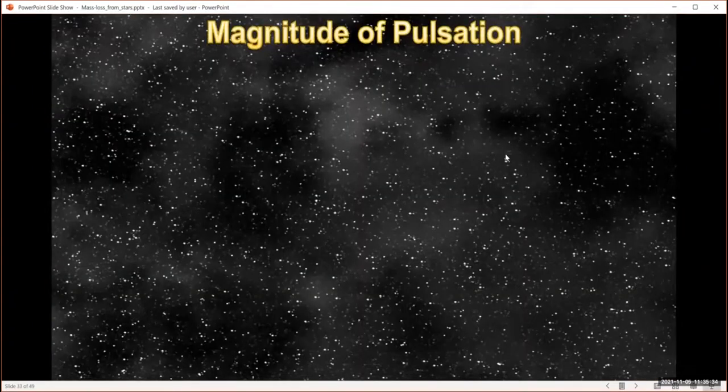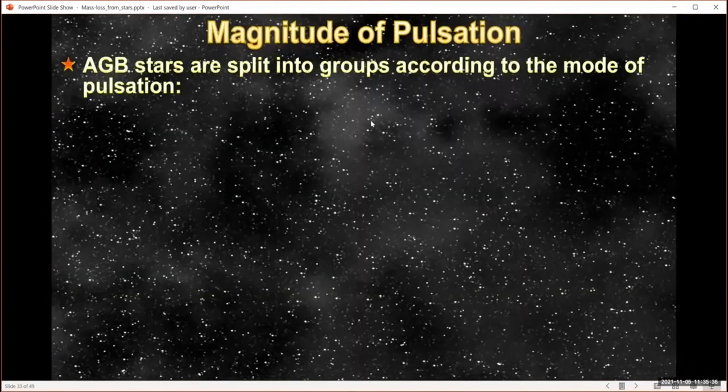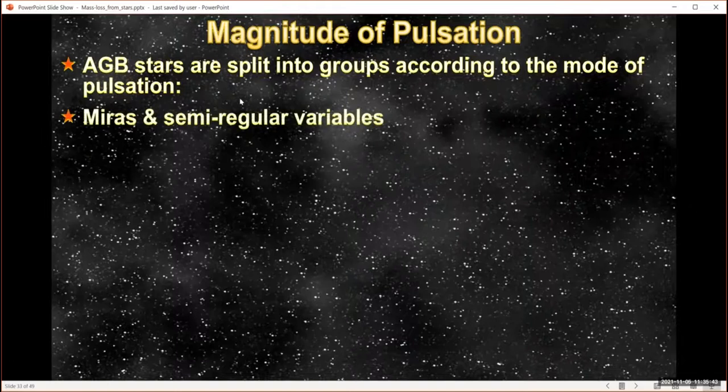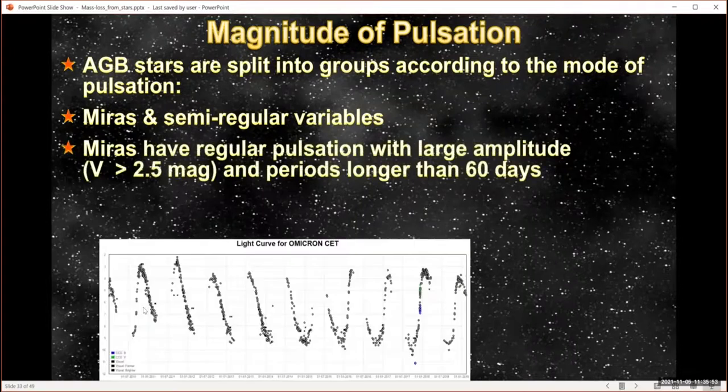What is the magnitude of this pulsation? Well, it's changing a lot throughout this course of the AGB, and it's not entirely clear what happens with this pulsation. We have two different types of AGB stars. We have Miras, named for Mira, which is the archetypal one, and we have semi-regular variables. So here, this is actually the light curve for Mira that we already saw. And typically, Miras will have a large amplitude pulsation. That is, the change in brightness is more than about 2.5 magnitudes.